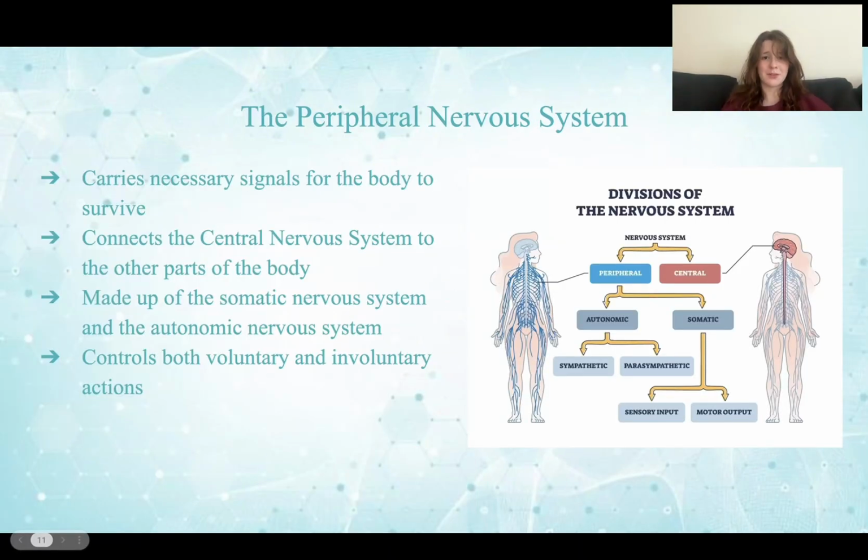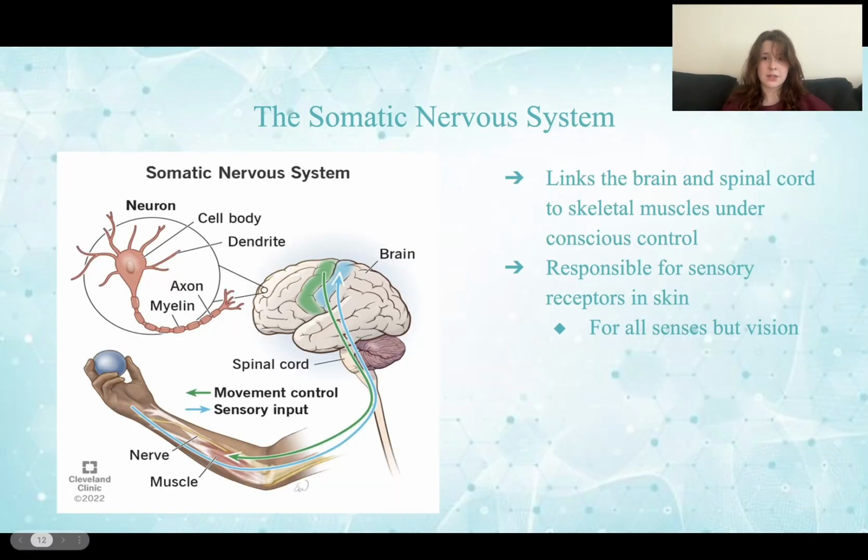The peripheral nervous system. The peripheral nervous system carries necessary signals for the body to survive. It connects the central nervous system to the other parts of the body. It is made up of the somatic nervous system and the autonomic nervous system. It controls both voluntary and involuntary actions.